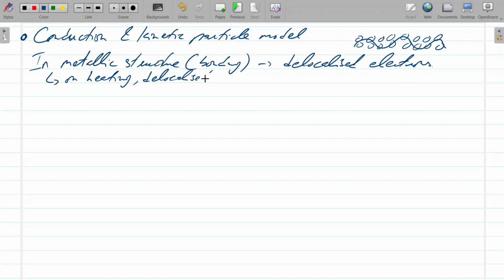So these delocalized electrons move, they gain energy, and they move faster and further. What's meant by delocalized electrons?